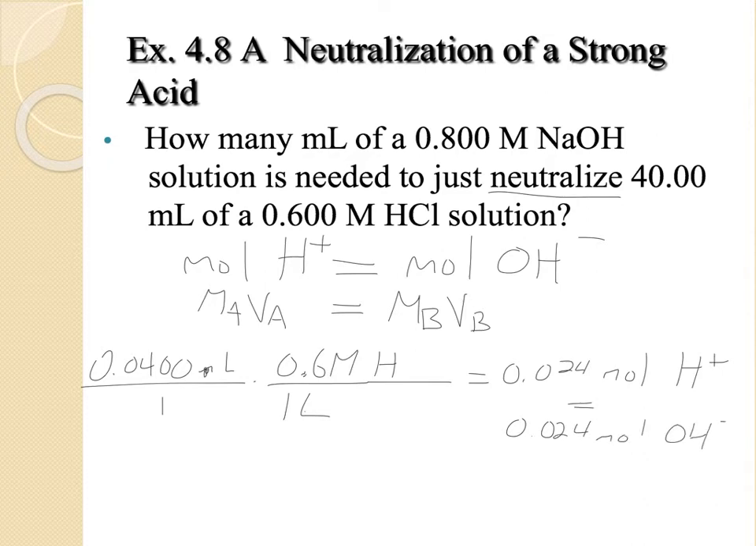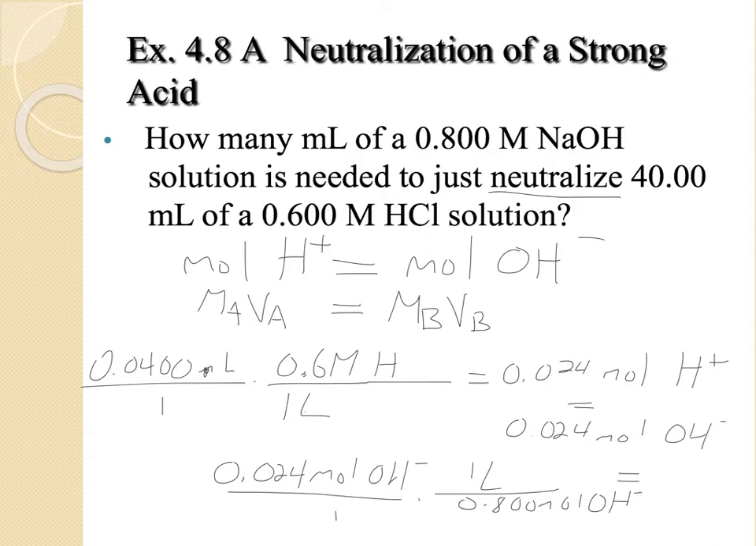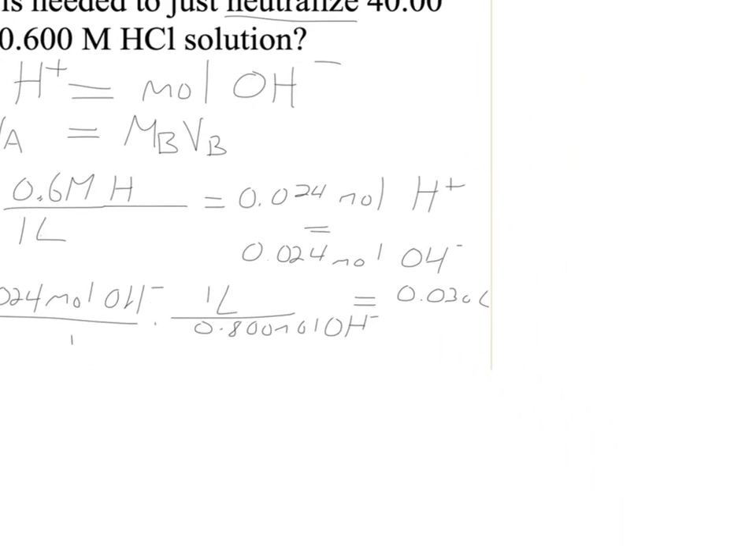So if we look at our base, 0.024 moles of hydroxide, we know the molarity is 0.8 moles of the hydroxide per liter, and that will give me 30 milliliters, 0.03 liters. Okay, let's move that over here. So 30 milliliters. And we need 3 sig figs there, 30.0 milliliters.